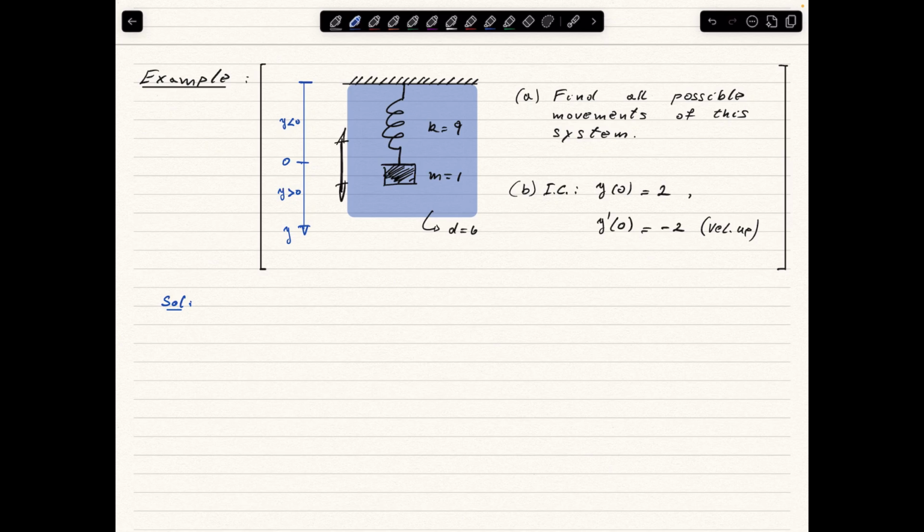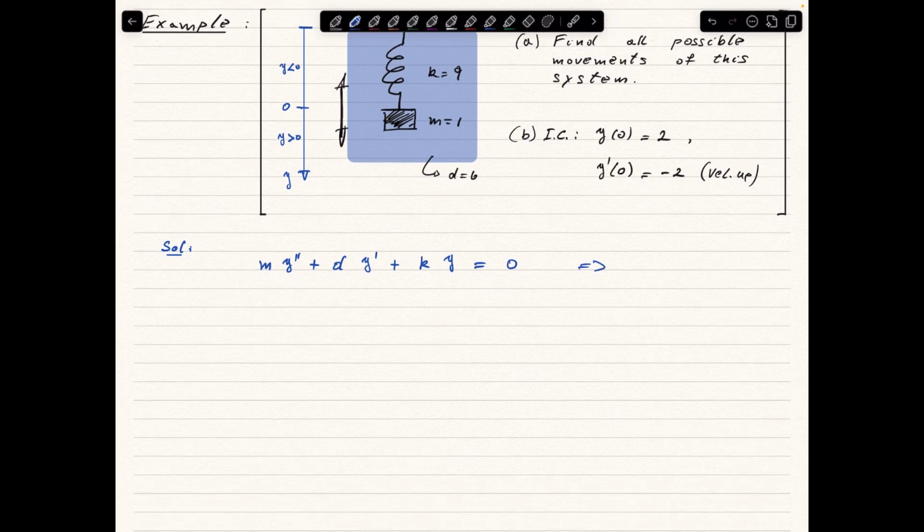So what is the equation for this spring? It's Newton's equation of motion. We recall the general equation is mass times acceleration, plus the dissipation coefficient, the damping coefficient, times the velocity, plus the spring constant times the displacement equals 0. We have values for those parameters, so we have our equation which has mass 1, then 6 for the damping constant, and 9 for the spring constant.